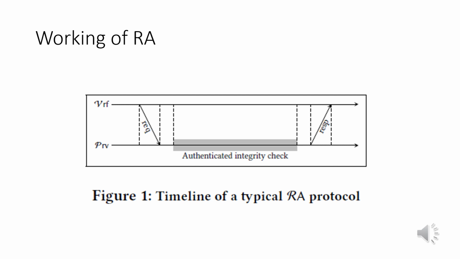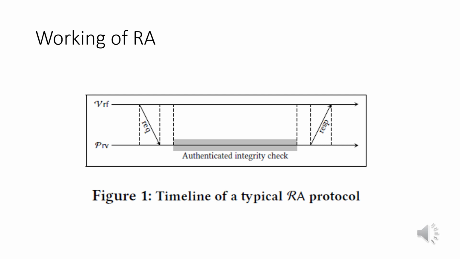In the RA landscape, the RA module allows a trusted entity called a verifier, denoted here with VRF, to understand the memory integrity of an untrusted remote device called a prover, denoted here with PRV. In this scenario, RA is realized as a challenge response protocol.